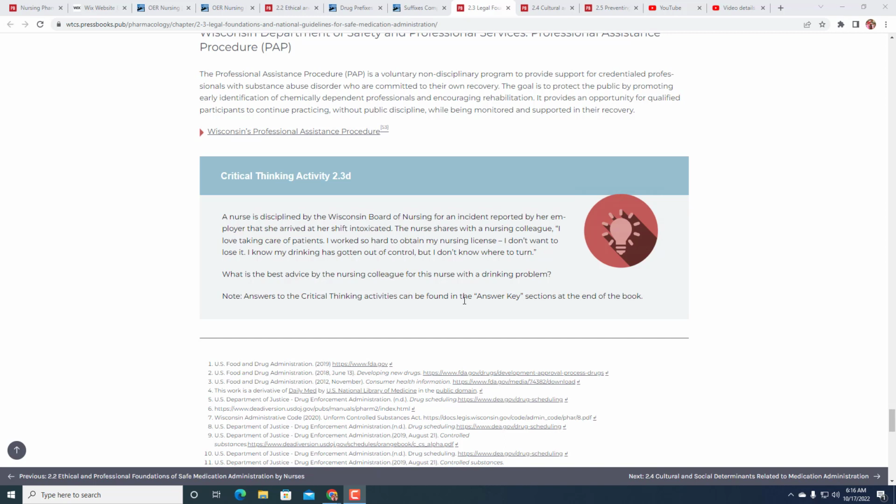Well, most boards are going to have some level of assistance. So in Wisconsin, you'd have a professional assistance procedure where the nurse that's committed to recovery is able to get that treatment and support. And what we want to do is, again, prioritize patient safety. But we also want to acknowledge that the nurse has rights as well to get help, especially if she's committed to that kind of recovery.